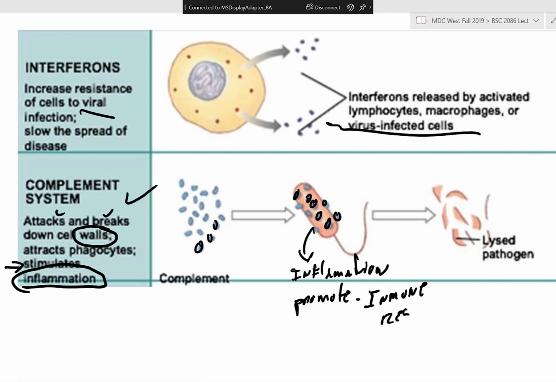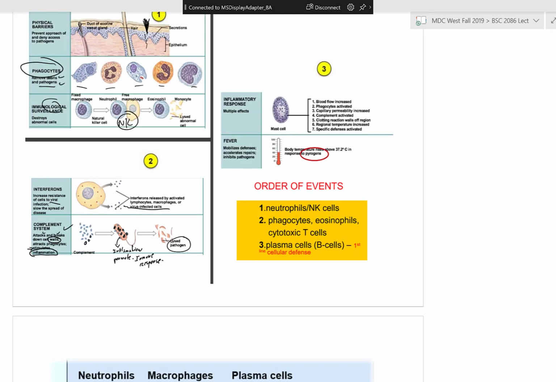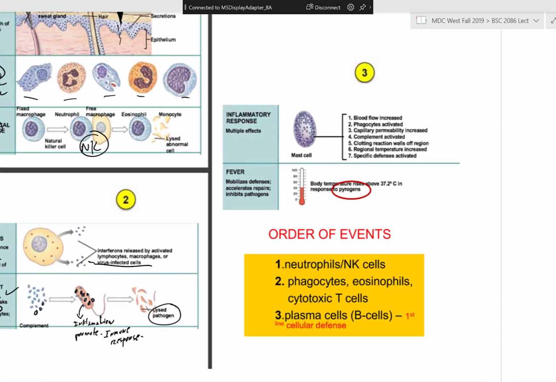Immune response. Remember? So, if that is all good, then at the end, what are you going to have? Lysis, right? You're going to kill that bacteria. Number 3, you create an inflammatory response, because this dictates the inflammatory response.